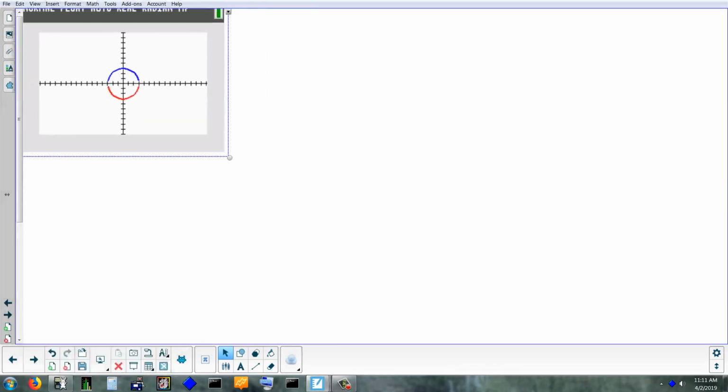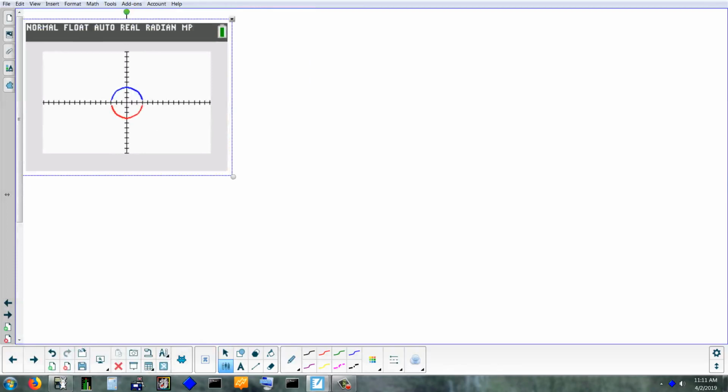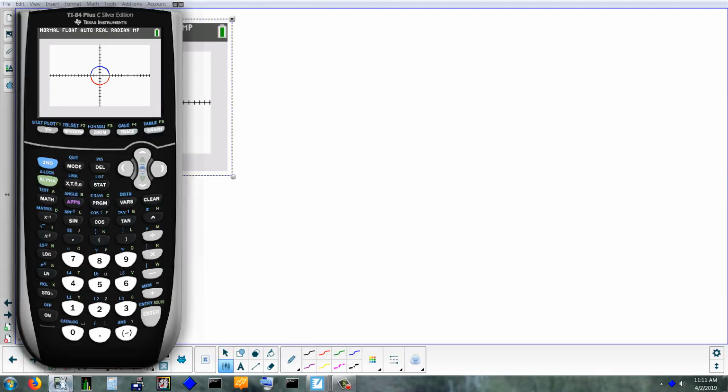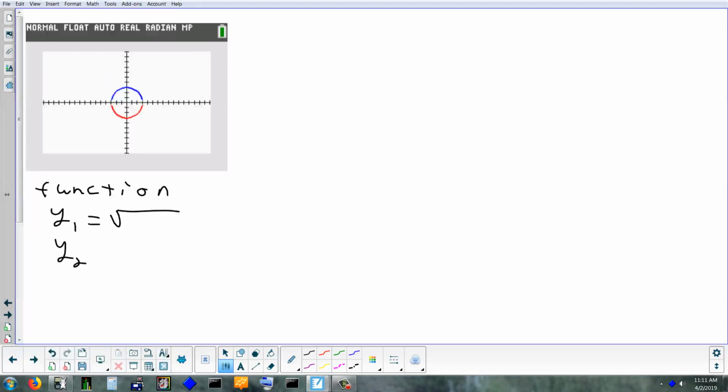So that's function mode on the calculator, and the equations I had to do were the square root of 9 minus x squared, and the negative square root of 9 minus x squared. Not a ton of stuff, but definitely a good amount of stuff you had to type in.